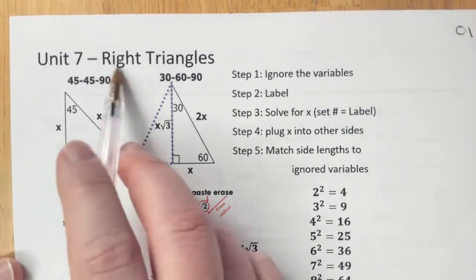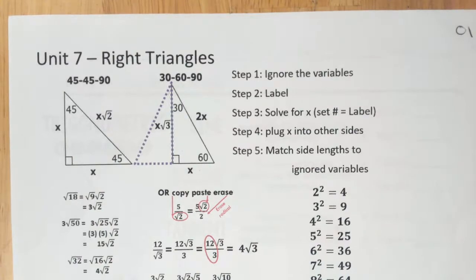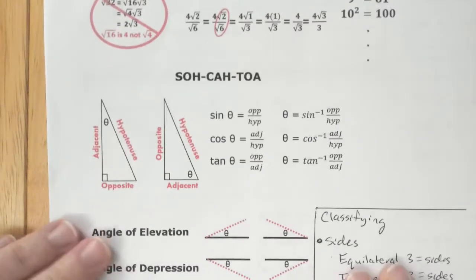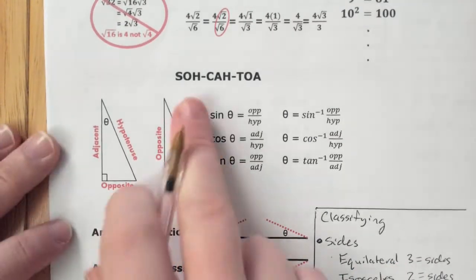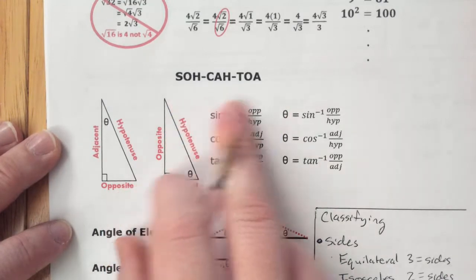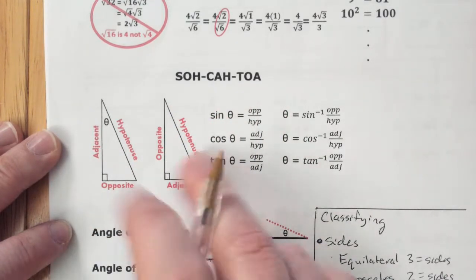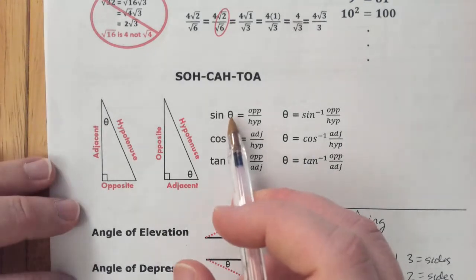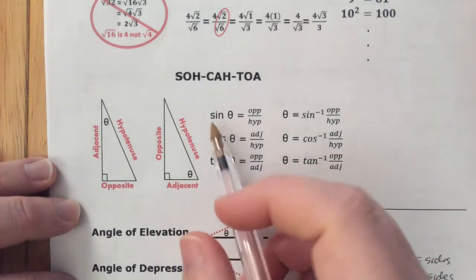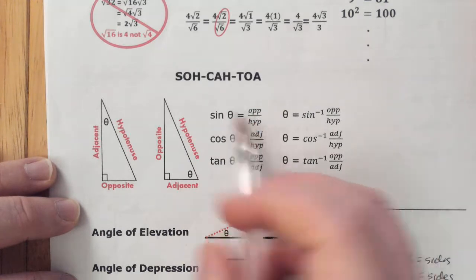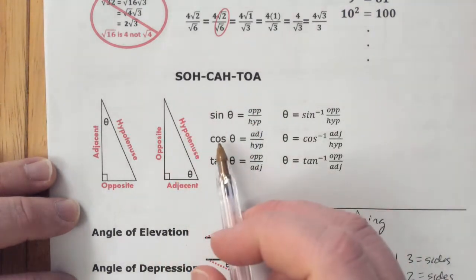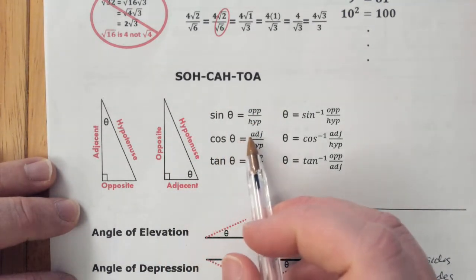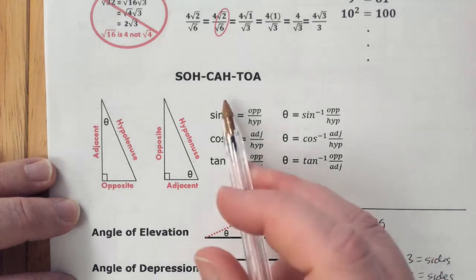We are continuing Unit 7, right triangles, and today we are going to be working on trig functions. So this is SOHCAHTOA. That is an acronym to remember the order of this. Sine of theta, that's what that stands for. That's the angle. So sine of theta equals opposite over hypotenuse. So cosine of theta equals adjacent over hypotenuse.